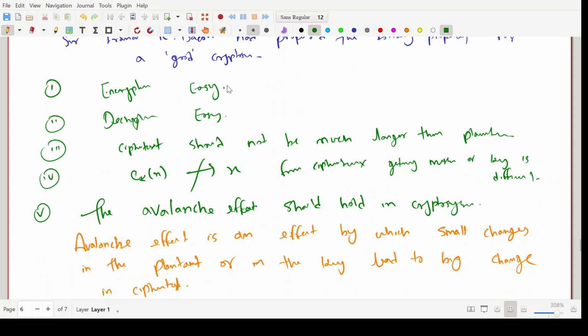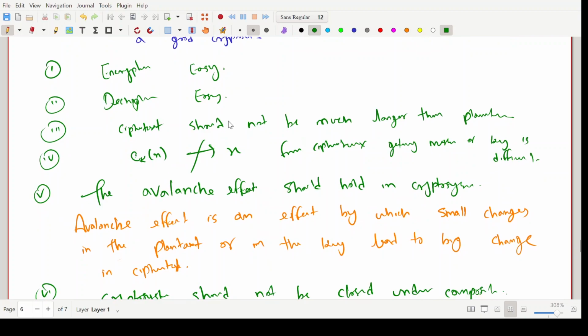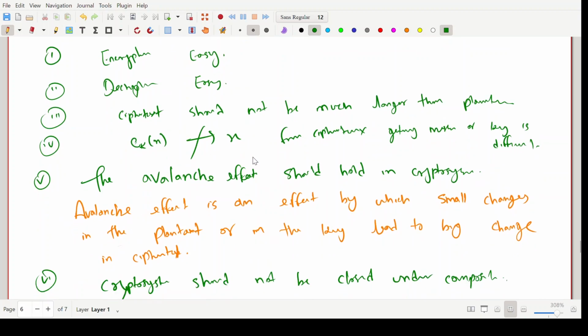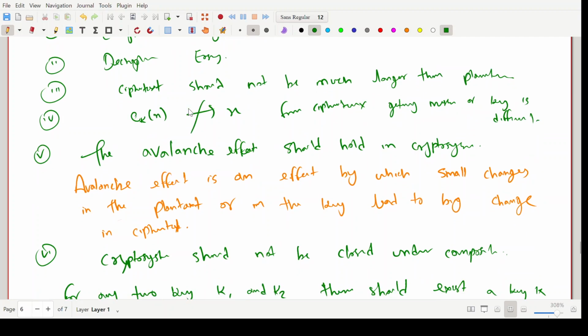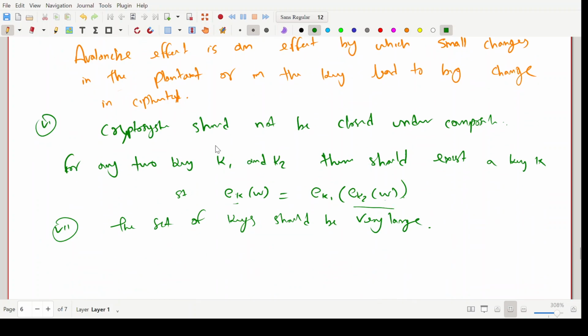First thing, as I told you, encryption should be easy, and decryption should be easily computable. Third, ciphertext should not be much larger than the plain text, and by looking at the ciphertext you should not be able to get back the message. And avalanche effect should hold in a crypto system. Avalanche effect is an effect by which small changes in the plain text or in the key lead to a big change in ciphertext.